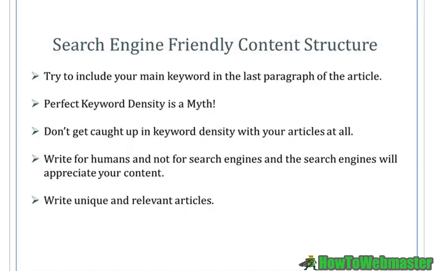Perfect keyword density is just a myth. I recommend 2 to 5. It's a myth. Don't sit there and stuff though, because you'll get shut down. Be very careful about it. You want that article to be something of value and something of interest, not just stuffed full of keywords. Don't get caught up in keyword density with all your articles. So don't sit there and worry about it. If it makes sense, put it in there. Write for humans and not for search engines, and the search engines will appreciate your content. You want to think about somebody reading that and the value they're getting. If you write something that's going to interest the human, the search engines are going to love it. Write unique and relevant articles.